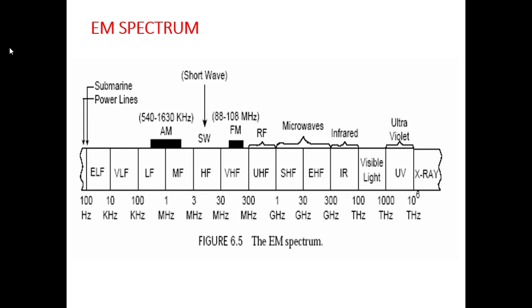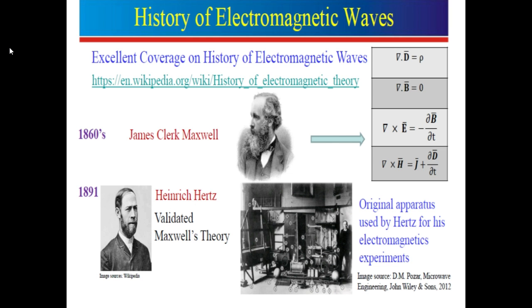So there are two categories: one is RF waves, another is microwaves. RF waves will vary from 300 megahertz to 1 gigahertz, whereas microwaves will vary from 1 to 300 gigahertz. And we also have infrared, visible light, ultraviolet, and even short waves and FM wave frequencies.